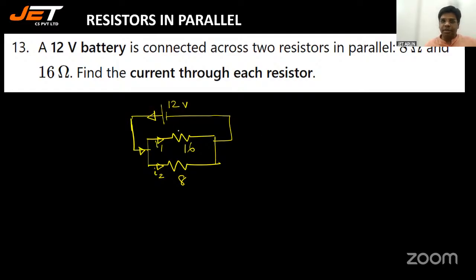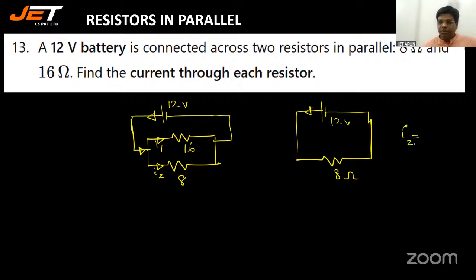Because it is in parallel, the 8 ohms can be treated irrespective of the 16 ohms. Whether or not the 16 ohms is there, I'll just connect the battery to the 8 ohms. I2 will be equal to 12 by 8, which is equal to 3 by 2.